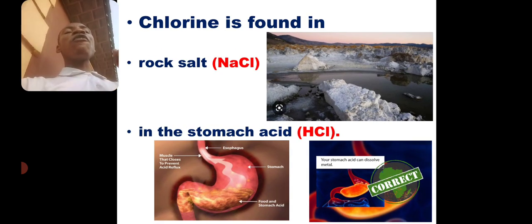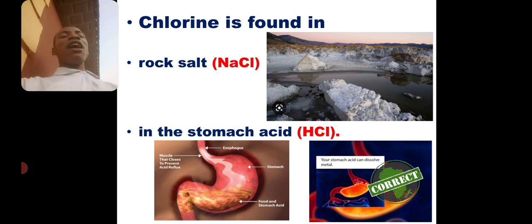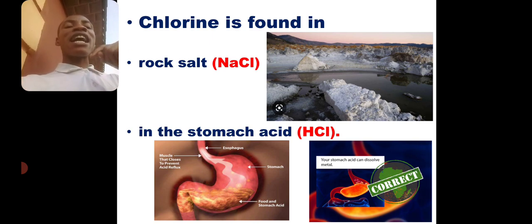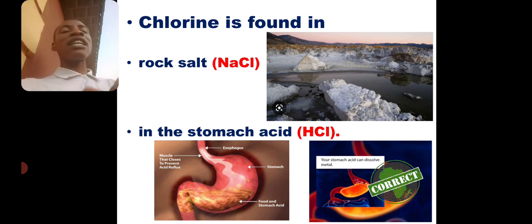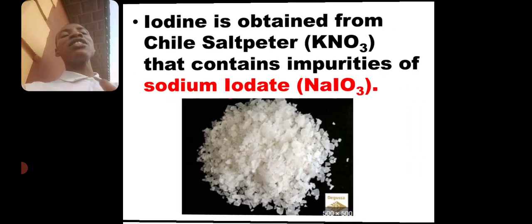Chlorine is also found in rock salt. Rock salt is sodium chloride. You find it underground. Also, you can find chlorine in combined states in stomach acid. Stomach acid is muriatic acid or hydrochloric acid present in the human stomach. It functions as a digestive compound.